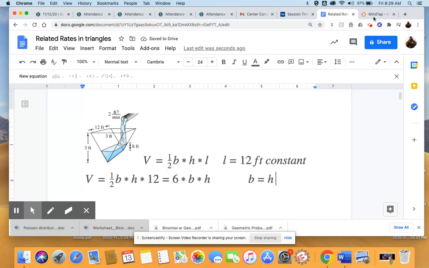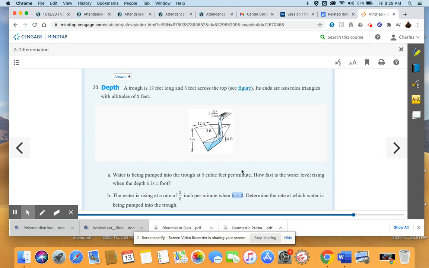Next important question, what are we being asked to find? It's important to identify what you're being asked to find and to give it a calculus rate notation. They're asking how fast is the water level rising when the depth is 1 foot. And they define depth as h, which we would expect. So as we're pouring water in here, obviously the water is going to be rising. It's going to be getting wider.